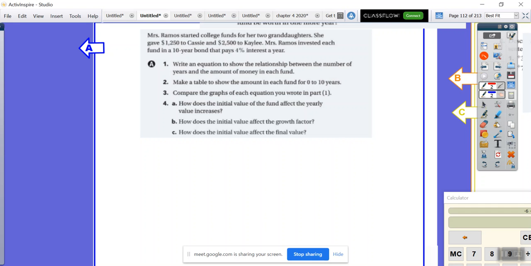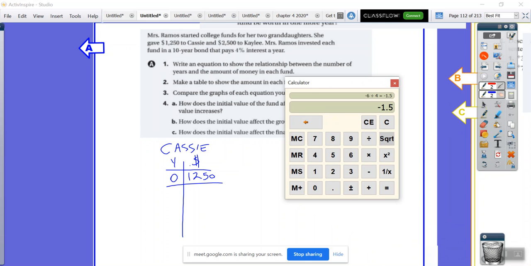Let's work with Cassie for starters. How much money does Cassie start out with? 1,250. Okay. How will I figure out how much money Cassie will have in the bond after 1 year?